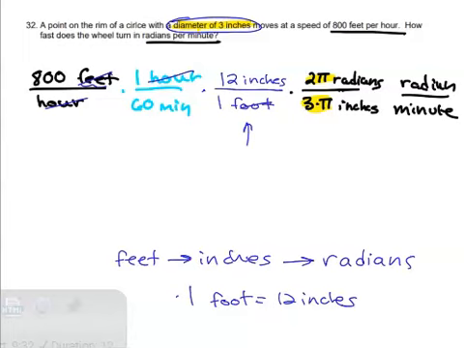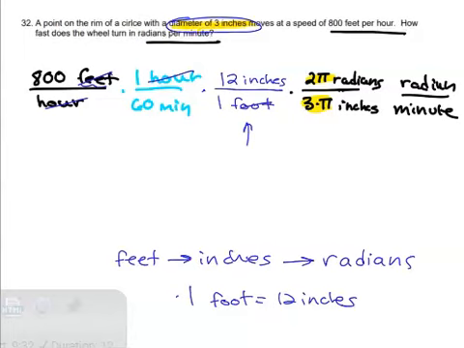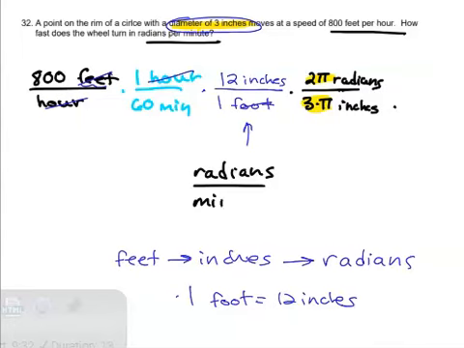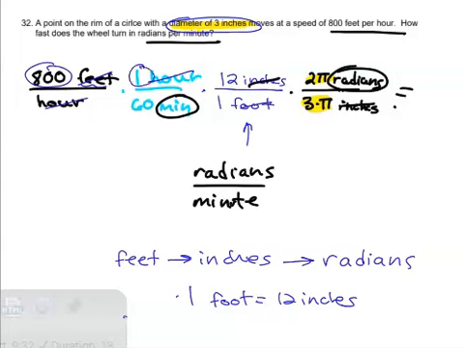Okay, I'm going to have to move this down because I do not have room. I think it's going to be easier just to erase it. Radians per minute. Radians per minute was the goal. All right, but now I should be all set because I have inches over inches crosses off. I am left with radians per minute. So now I'm going to go back and I'm going to multiply the numbers. 800 times 1 times 12.